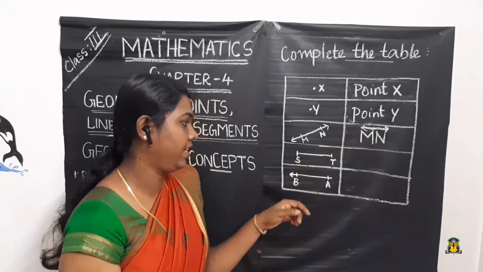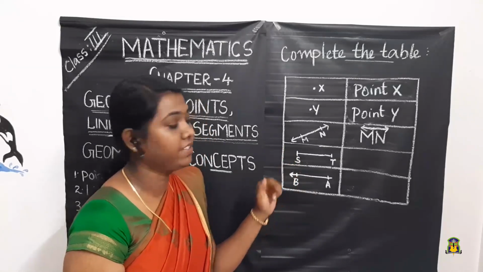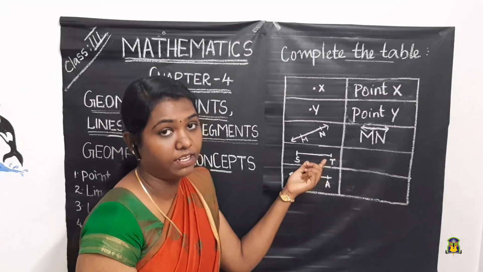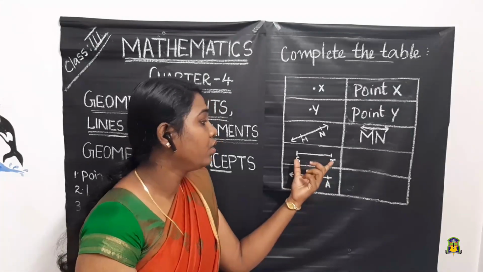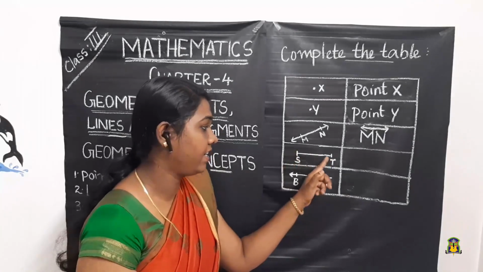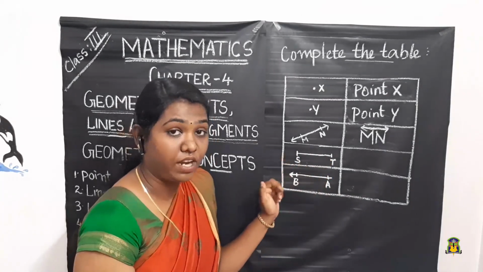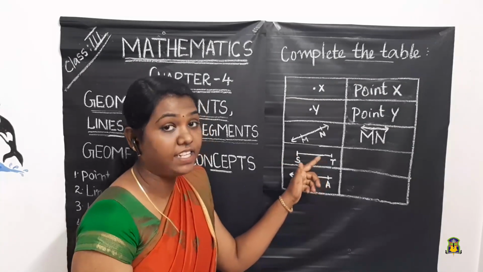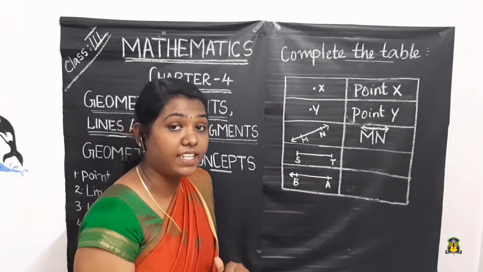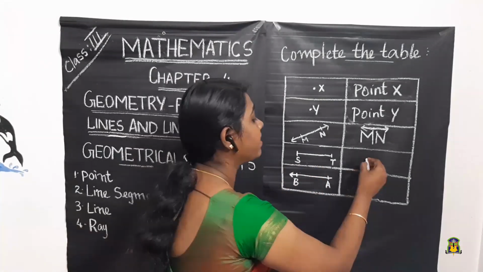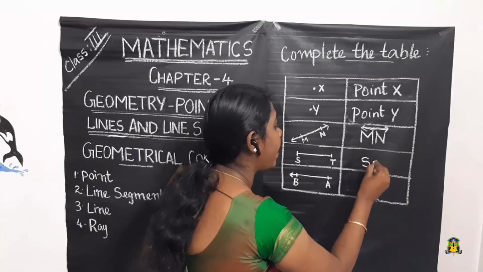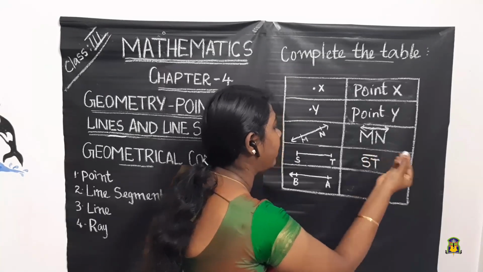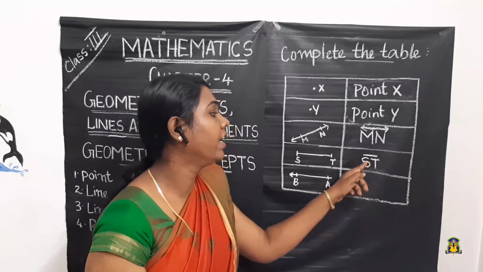Then next question, here also another 2 points, that is S and T, and here there are no arrow marks. So here you can see 2 end points, that is S and T. It means that it has a starting point and an end point, and we call it line segment ST. How will you represent line segment ST? We will write ST, then we will draw a straight line on the top of the letters S and T.